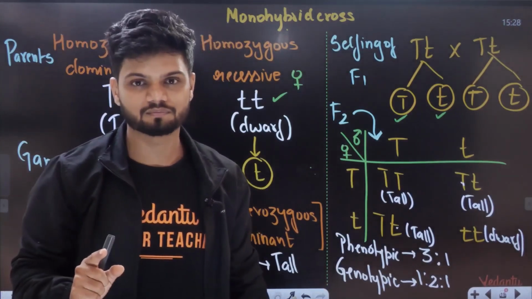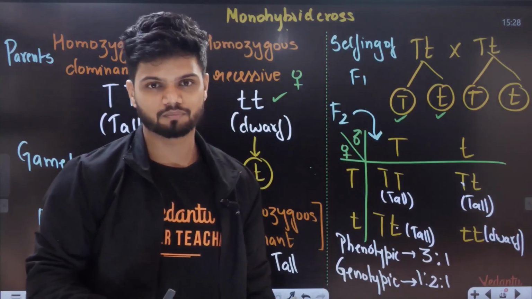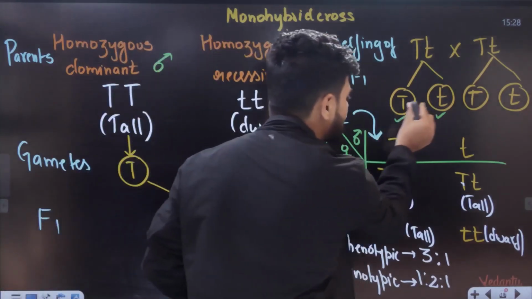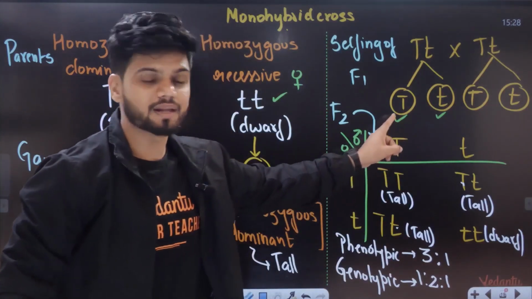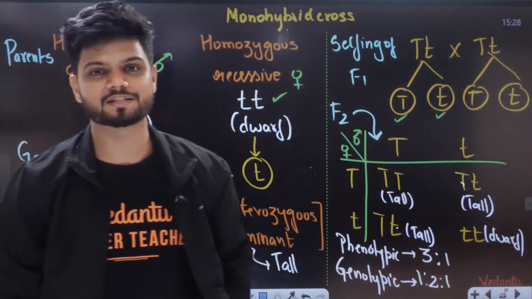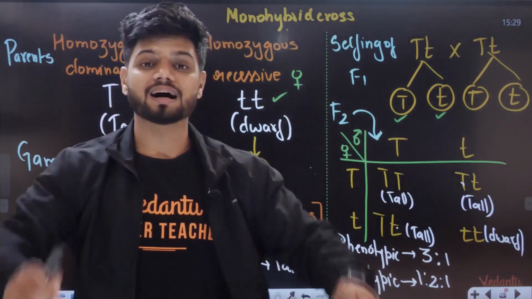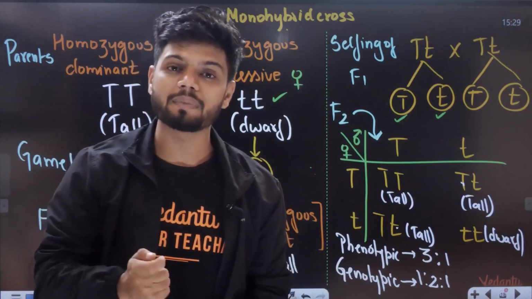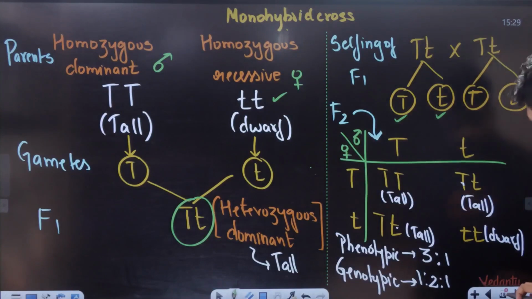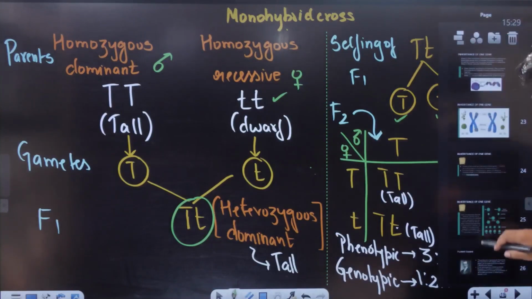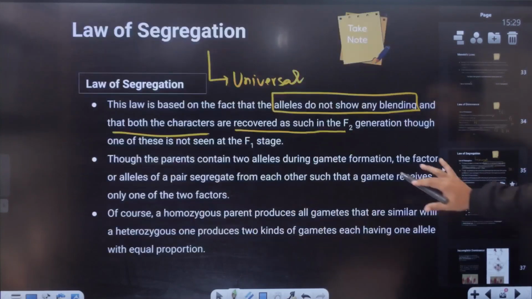We also call this the law of segregation. That is, alleles segregate during gamete formation. And here each gamete is pure for one trait. This gamete is pure for tallness, this gamete is pure for dwarfness. So the law of purity of gametes and also the law of segregation: alleles segregate during gamete formation. It is universal. This is said to be universal in nature. Law of segregation.